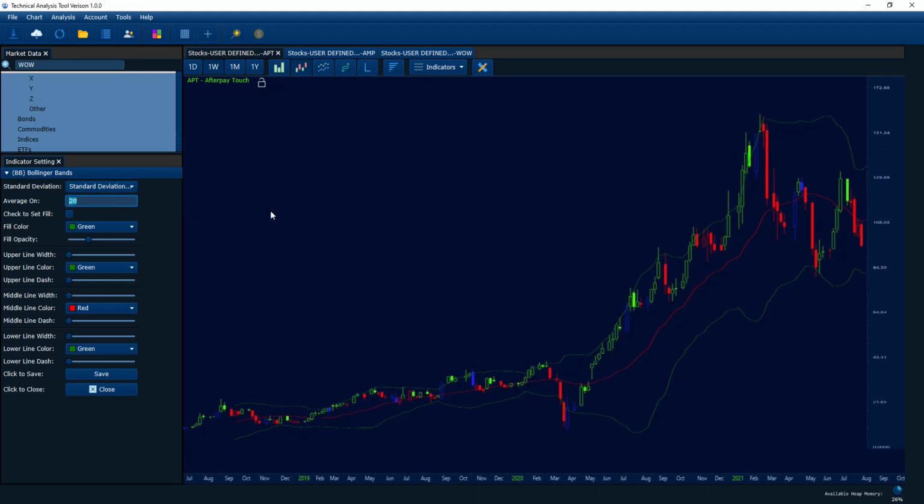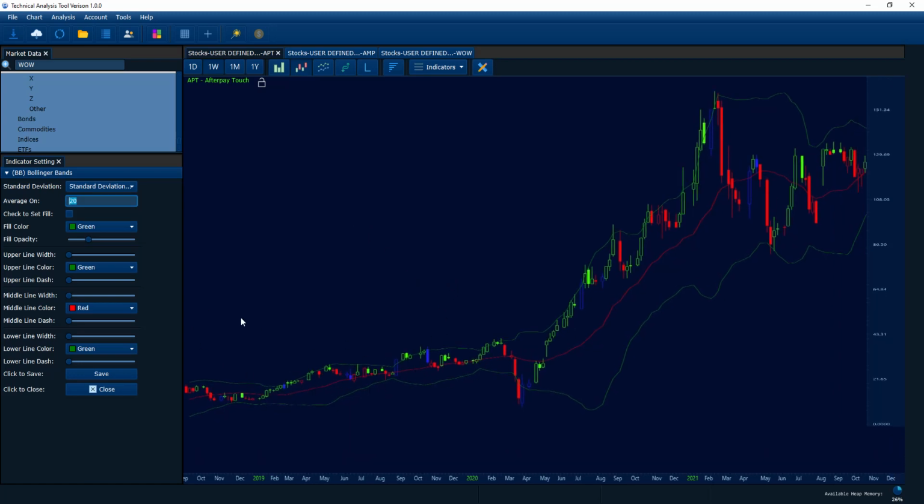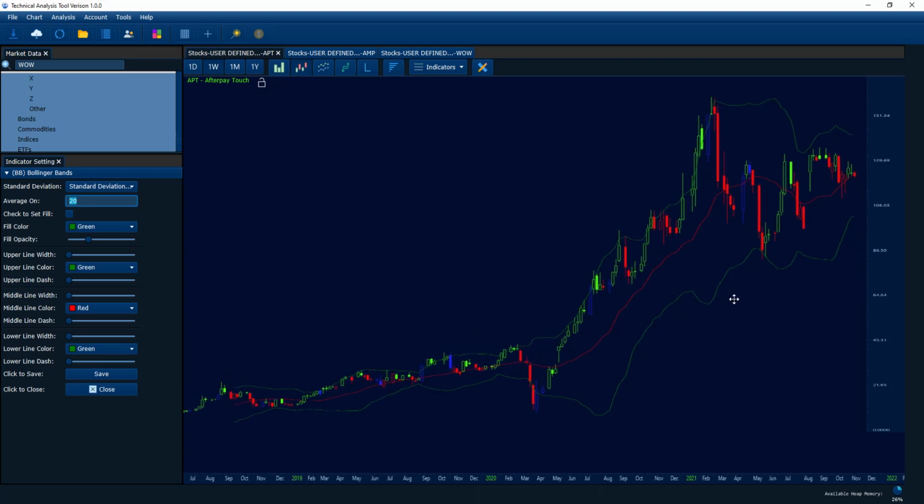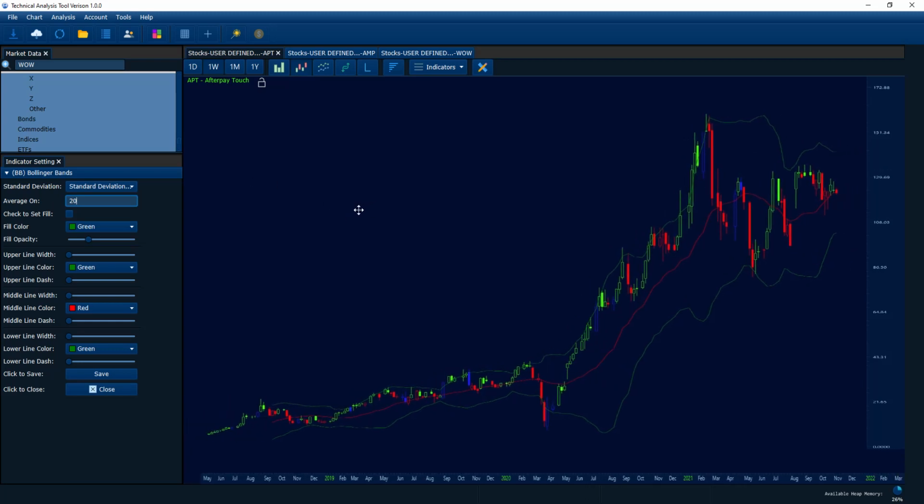The second one is the average period. As you can see, the Bollinger Bands consist of three parts. The middle one, the red line, represents the simple moving average, the average price. This red line is calculated based on this configuration. If you open a weekly chart and set 20, this middle line is the 20-week moving average. Obviously, you can change it to whatever you want. Some people like to use 14 as the default, while some charting software uses 20 as the default.